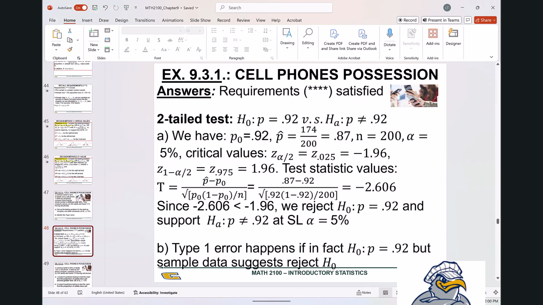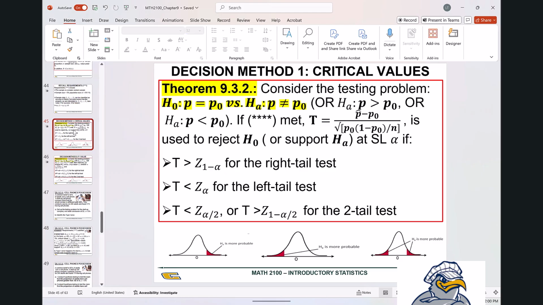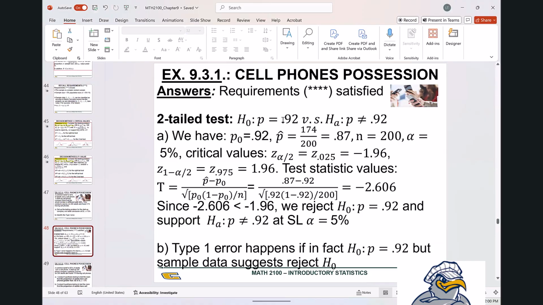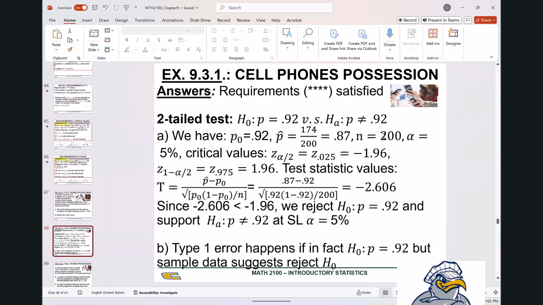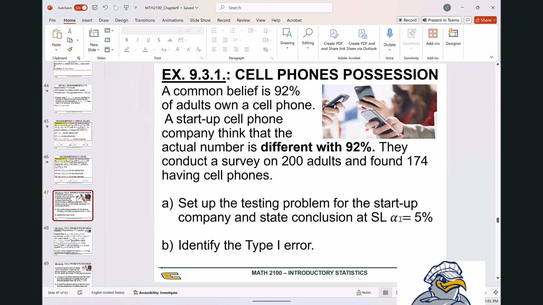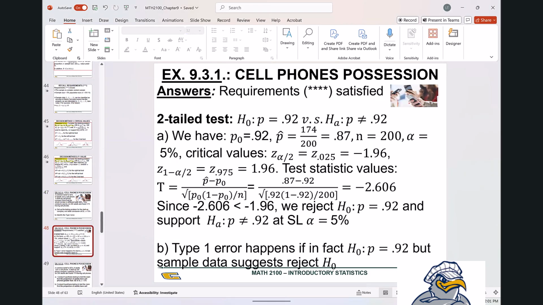And from that, if we look at the critical value method, basically you need to look at this 9.3.2 here, right? And then your T will be p hat minus p naught divided by the square root of p naught times 1 minus p naught divided by n. So here your p naught will be 0.92, the value under the null. P hat is the sample proportion, which is 174 divided by 200. n is 200. And here we want alpha to be 5%.